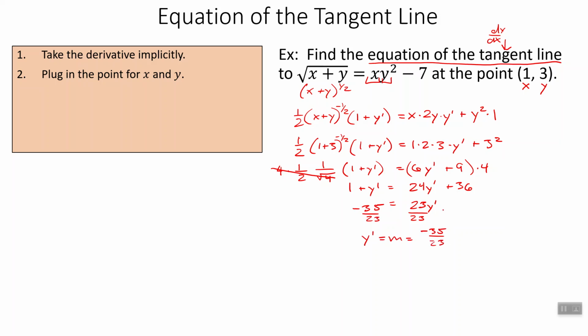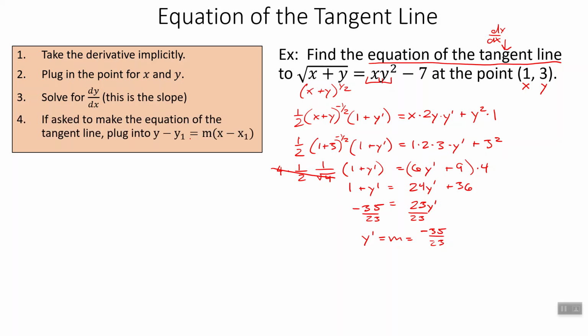All right, so I just made this problem up, so it's not surprising that we got something strange. So we solved for our dy/dx, or solved for our y prime. There's our slope. And now we need to plug into our form. So we get y minus 3 equals negative 35 over 23, (x minus 1). And there's our line. Fun times.